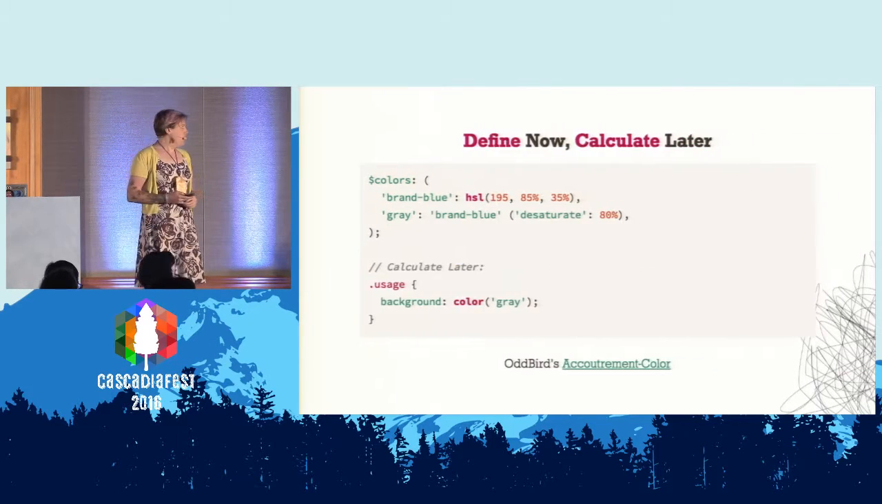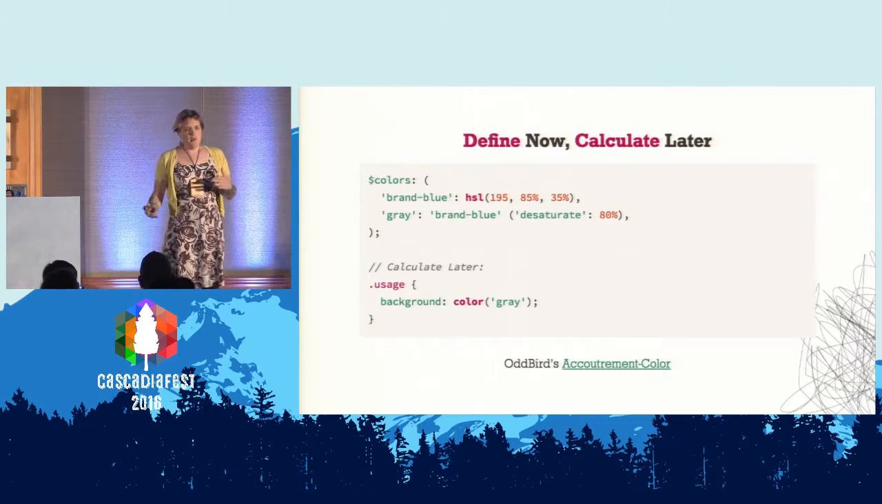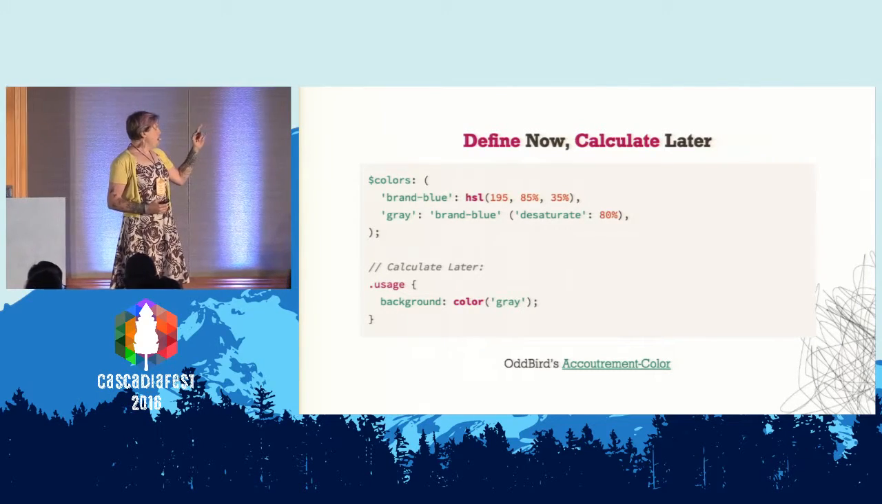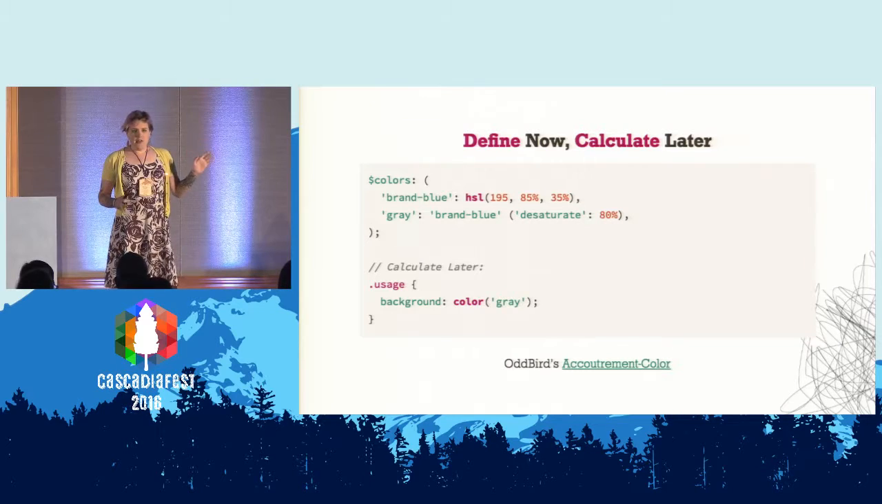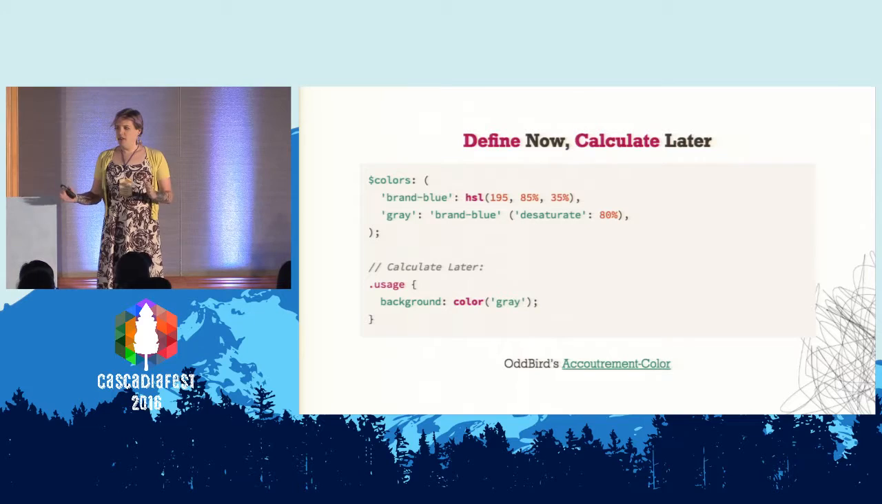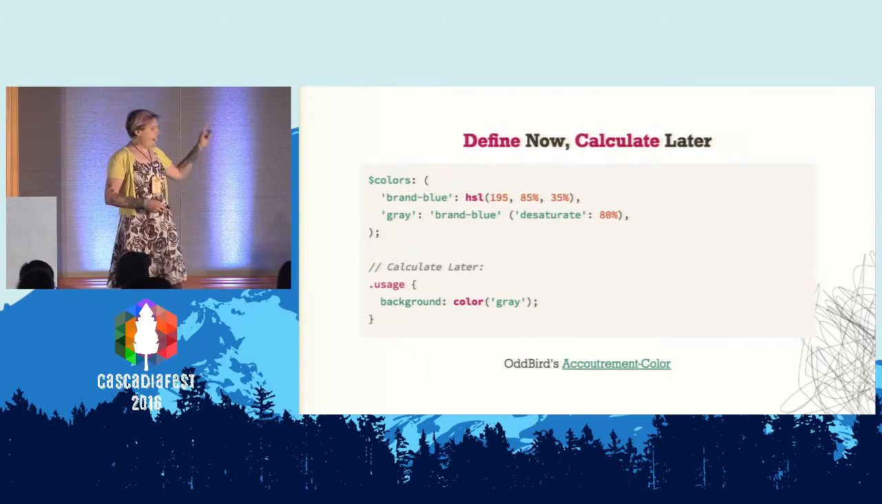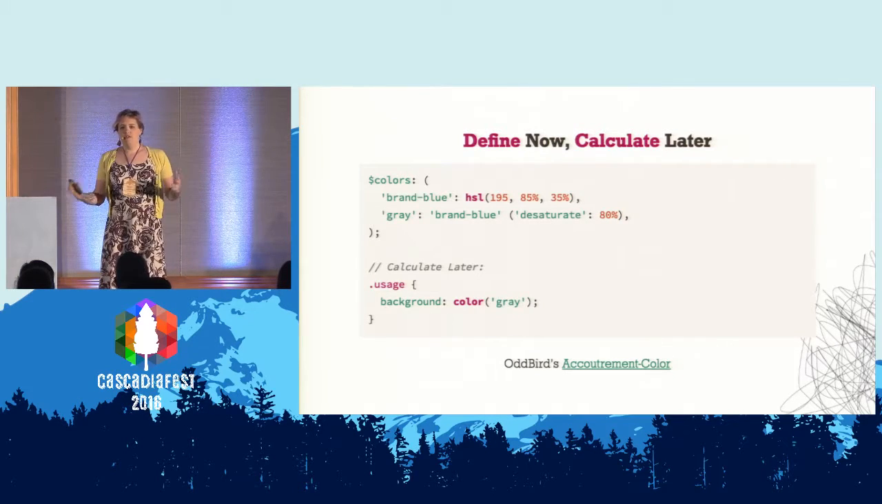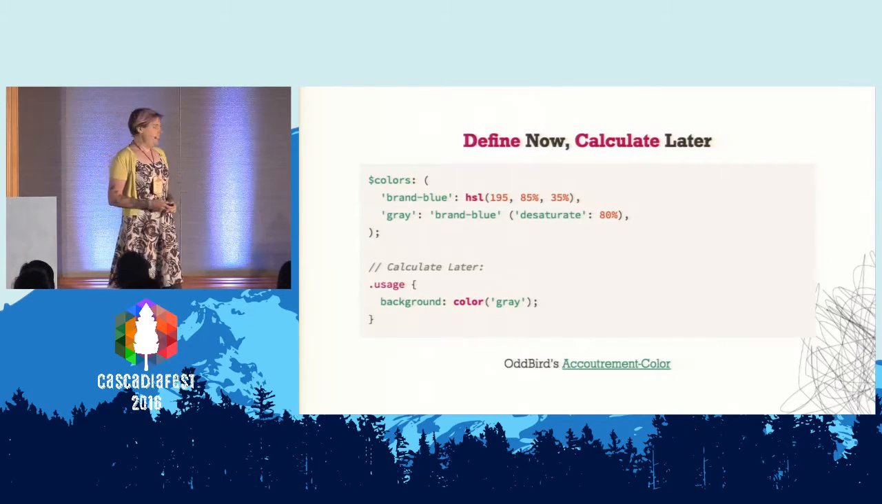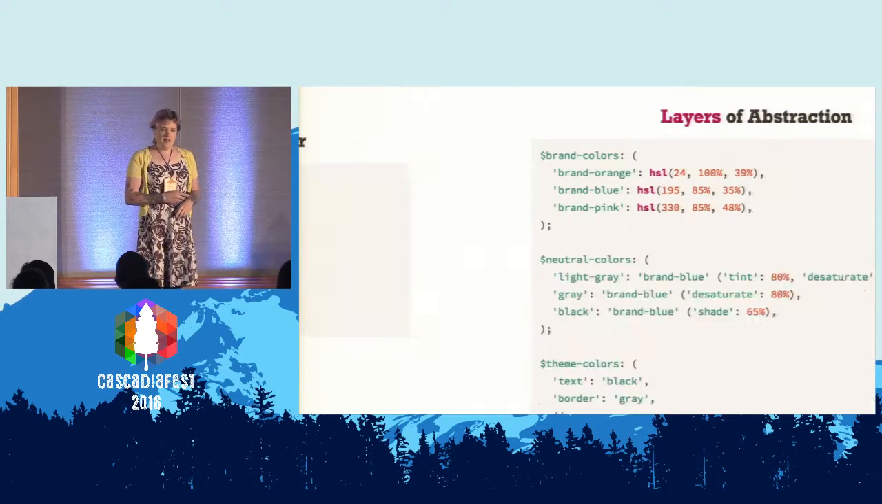So that's a problem. How am I going to show the relationship between these two colors? So I've found a workaround, and this is how we do it. This is define now, calculate later. So I will define in the map what I want to happen. I want to take the brand blue and desaturate it 80%. And I'm not writing out a function there. I'm just writing out the name of a function and the arguments to pass to it. And then later, I will use a color function to calculate that, figure out what the output should be, and give it to me. So that's my solution.